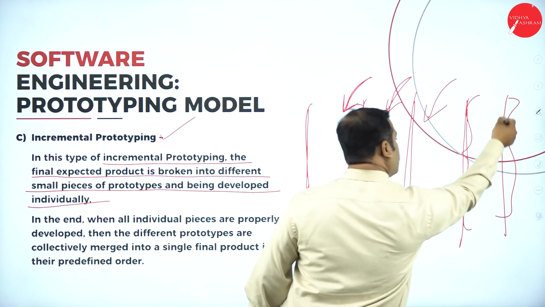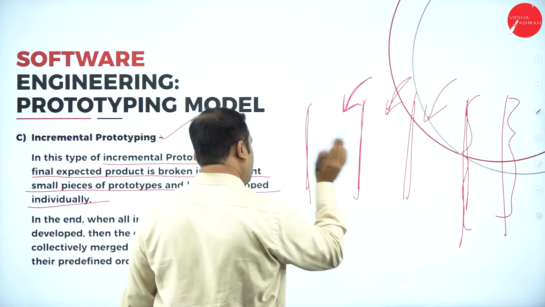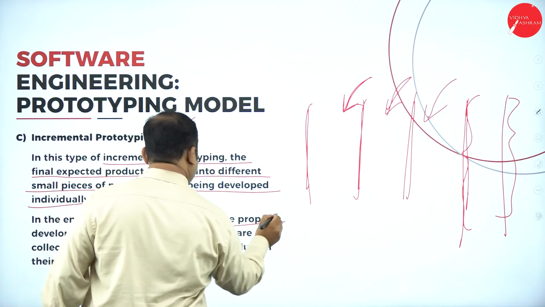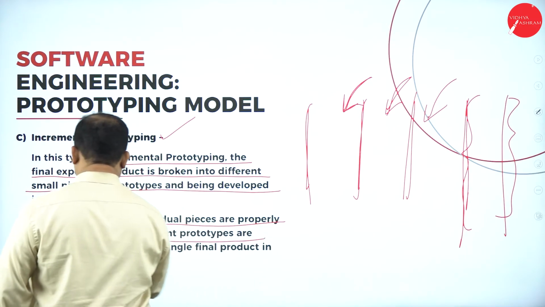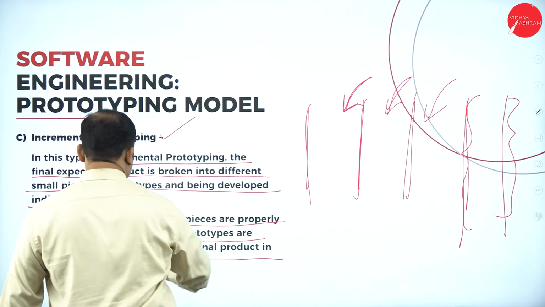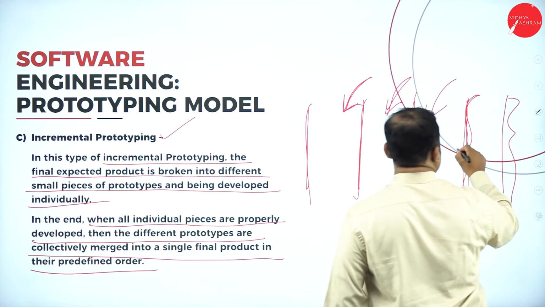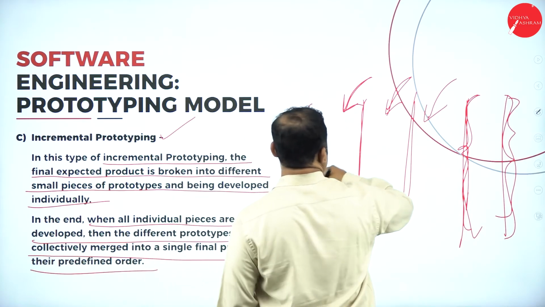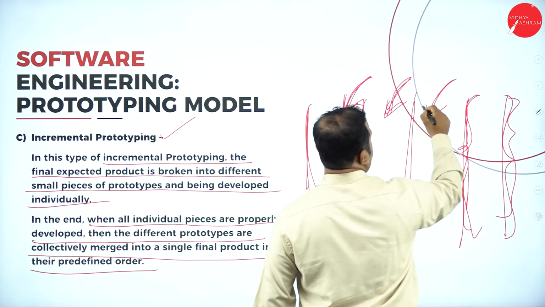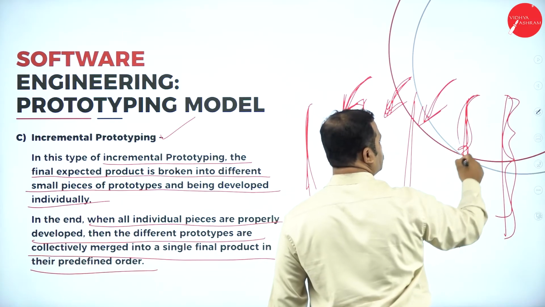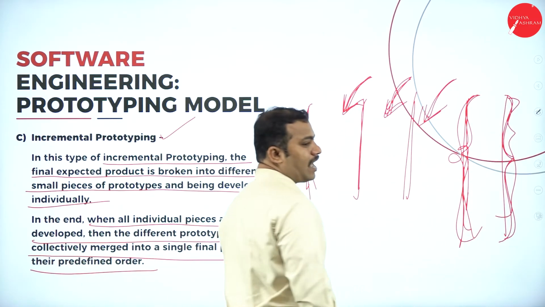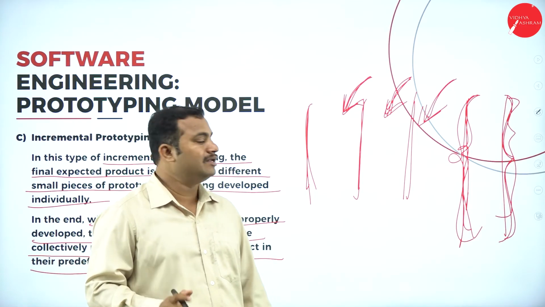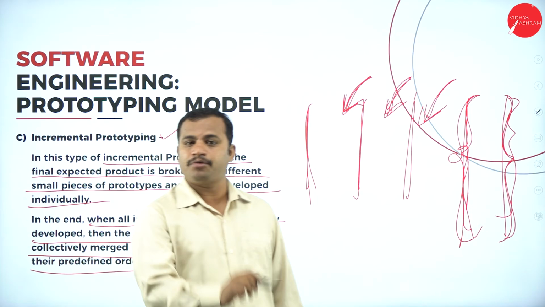So ultimately, the final version would be the one which has the complete requirements of a client. In the end, when the individual pieces are properly developed, the different prototypes are collectively merged into a single product as the final version. That is, all these incremental approaches, the new modifications incorporated into it, are going to be merged, and the final version of the software will be the one which has the complete requirements of a client. That is, the customer's requirements are incorporated in the final version as a single product.